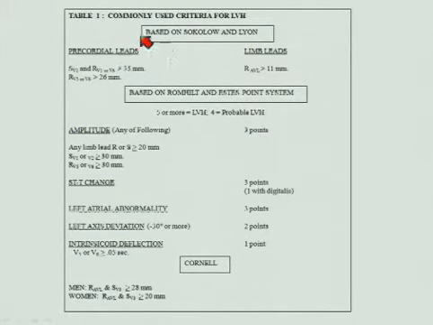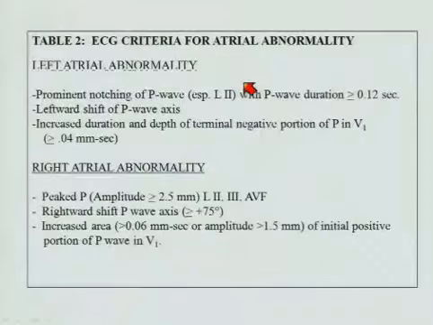For me, the most common and ones I used are the Sokolow and Lyon voltage, but greatly strengthened by the presence of the STT wave change. And importantly, remember the limb lead LVH, R wave in aVL of greater than 10 or 11 millimeters.